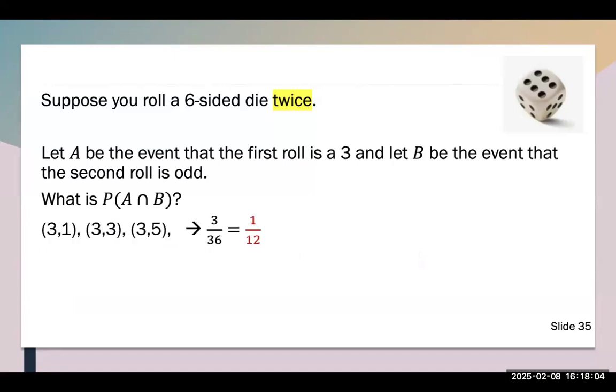Okay, so we want the first roll to be 3 and the second roll to be odd. That means I have a 3 on the first roll, and then the second roll could be a 1. A 3 on the first roll, the second roll is a 3, and a 3 on the first roll, the second roll is a 5. There's only 3 ways to do that. 3 out of 36, which simplifies to 1 out of 12.